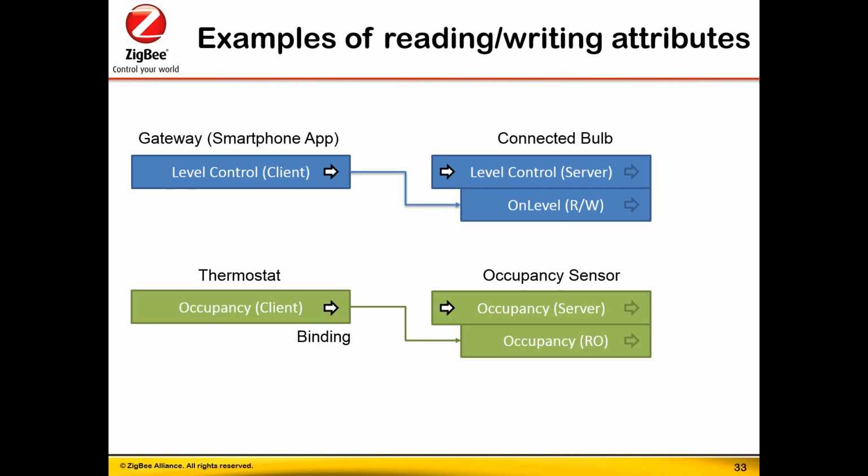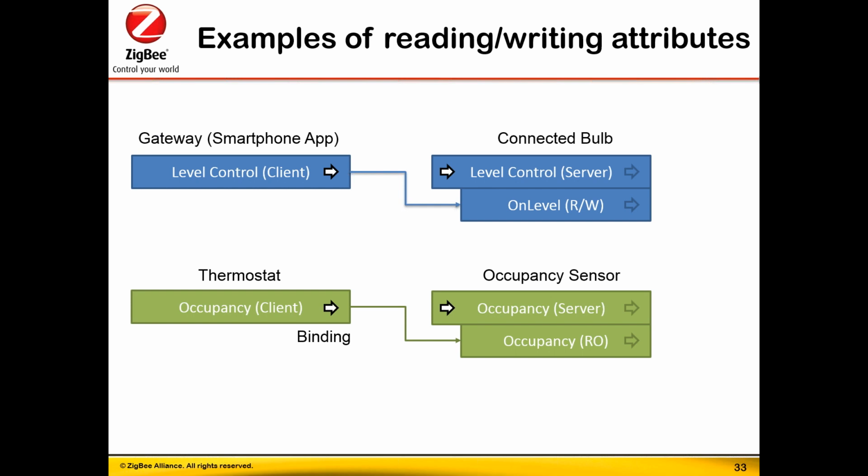Yeah, that's just the final example of when you would use the attributes, or read and write attributes. You would do it for configuration, for example, on a level control server cluster. For example, on the connected bulb, you can set an on level. So if someone presses the button on the wall switch, then the device will turn on at the predefined level. That's one example.